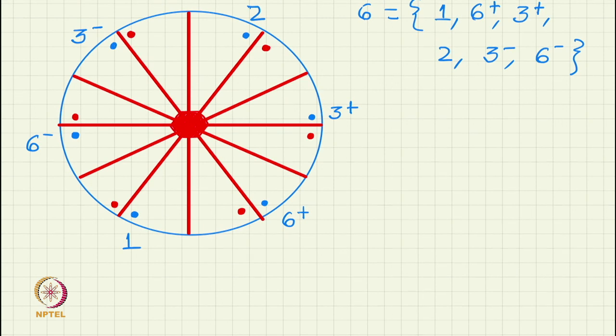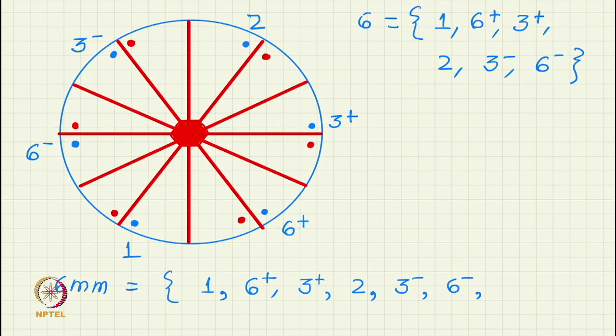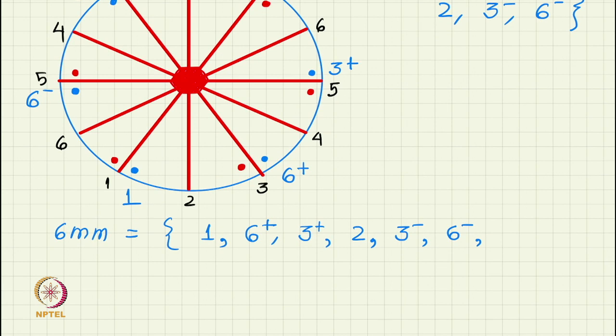So, we can write the group 6mm. There are 6 proper operations coming from the 6-fold rotation axis: 60, 120, 180, minus 120, minus 60. These are the 6 type 1 operations, and there are now 6 distinct mirror planes which we have created. Let me count: 1, 2, 3, 4, 5 and 6. The seventh one is actually the opposite of 1 itself. So, again 1, 2, 3, 4, 5 and 6. So, there are 6 distinct mirrors.